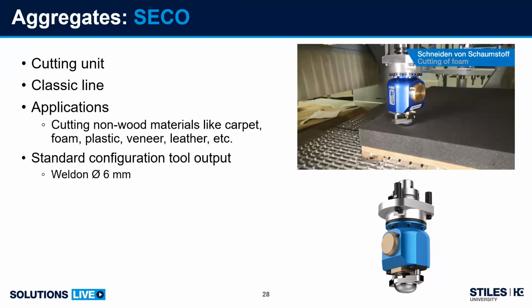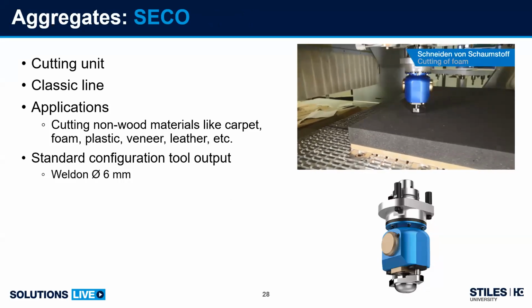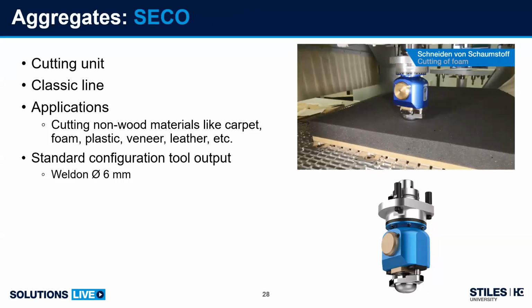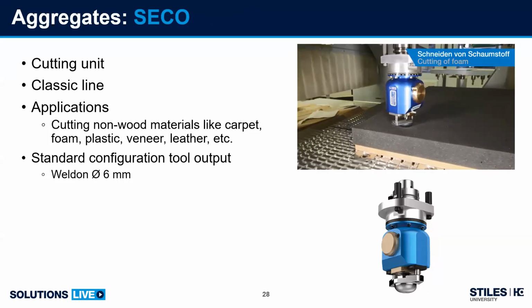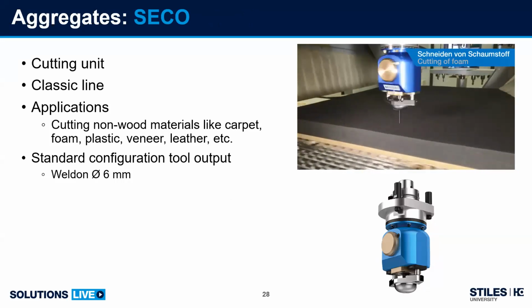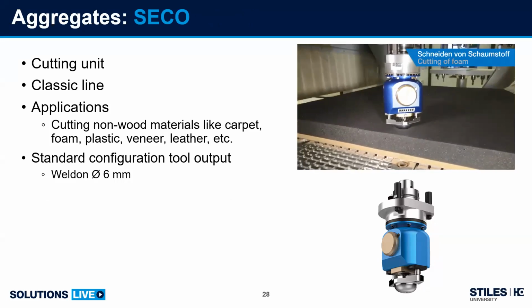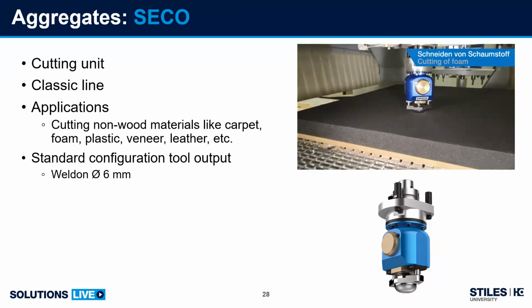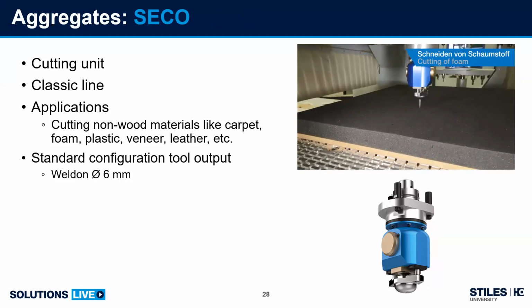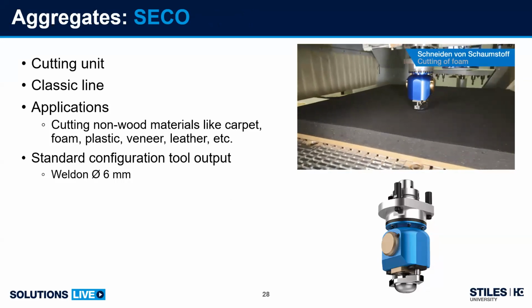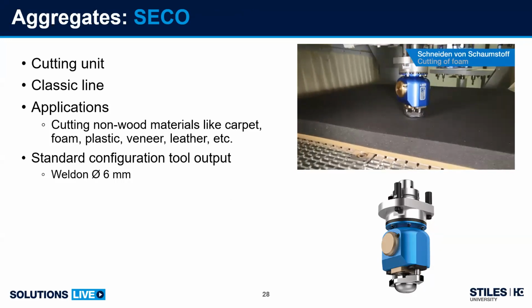Over to the cutting unit, the SECO unit that we talked about. Great video here, and it's going to roll through a number of these different applications as it goes. Right now you can see it cutting foam. This is our classic line, so a grease lubricated unit. The majority is going to be on the application side, cutting your non-wood materials like carpet, foam, like you see here, plastic, veneer, leather, etc.